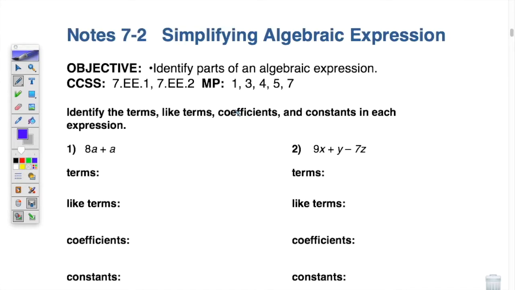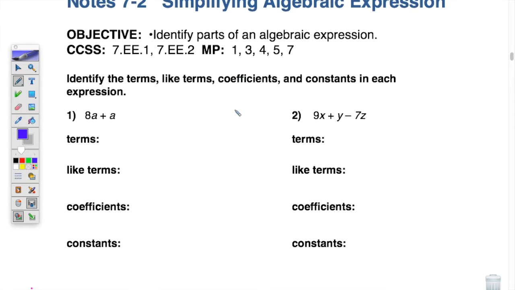Note 7.2 on simplifying algebraic expressions. The objective is to identify parts of an algebraic expression, and the Common Core state standards and the mathematical practices are listed. The first thing that we're going to do is identify the terms, like terms, coefficients, and constants in each of the expressions.